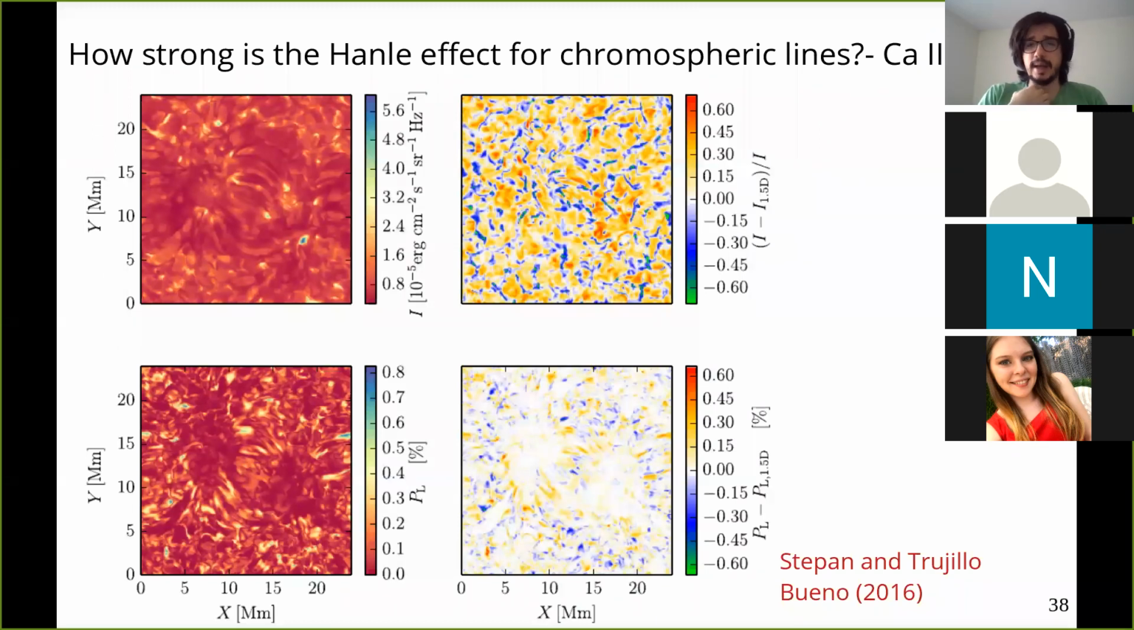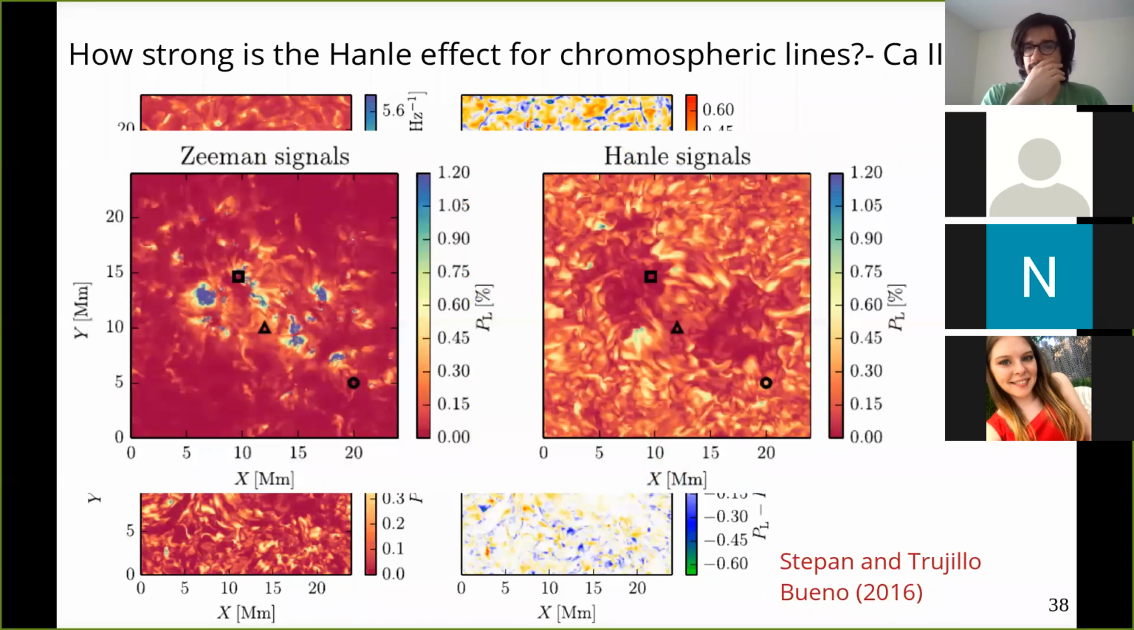Okay, yeah, very quickly, I won't talk about this too much. I just want to say that for some lines, like for example calcium 8542, which some of you are also very interested in, in some situations the signals coming from the Hanle effect and scattering polarization can be comparable with the ones coming from the Zeeman effect.